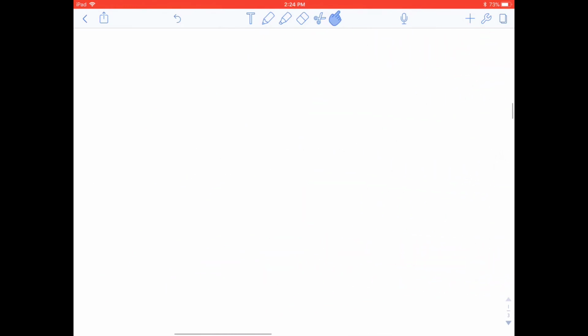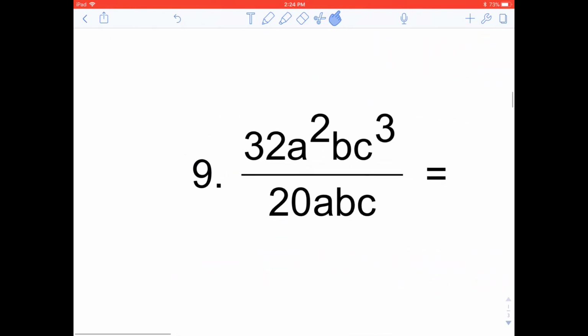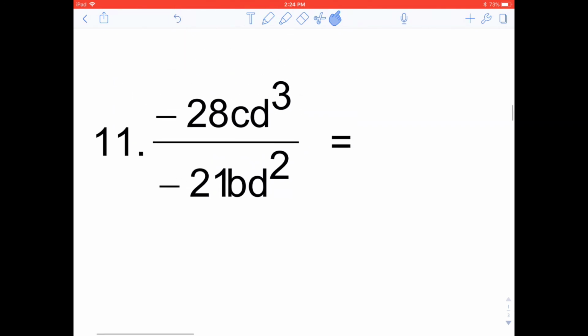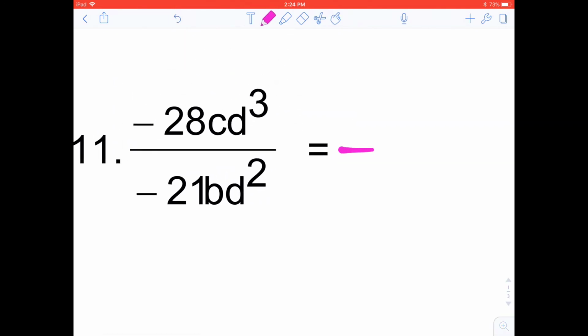All right, let's look at one more example here. Let's jump over to question 11. The first thing we want to do is draw our fraction bar and start with our numbers. What is negative 28 divided by negative 21? If you can't reduce that, you can use the calculator and type in negative 28 divided by negative 21. It'll give you a decimal, then do your math, frac, enter, and you're left with 4 over 3.